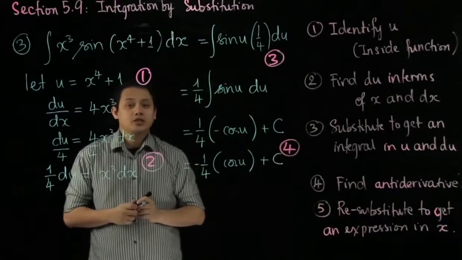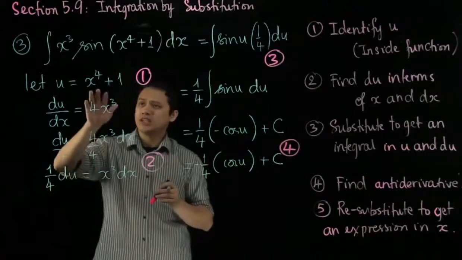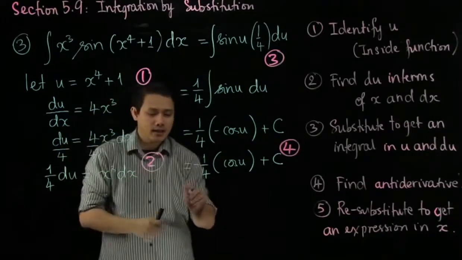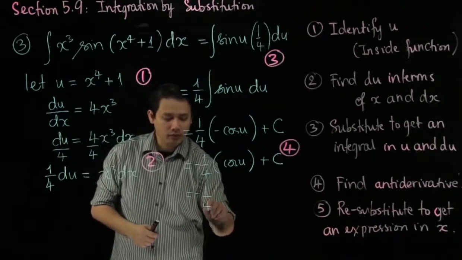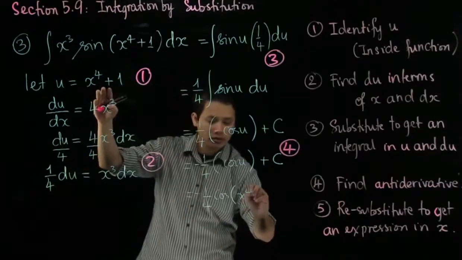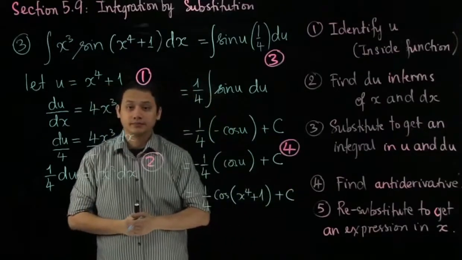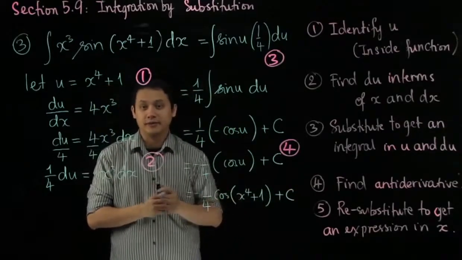And the last step is you resubstitute what you know about u in terms of x. And you have minus 1/4 times cosine of x to the 4th plus 1 plus the constant. So this is the final answer.